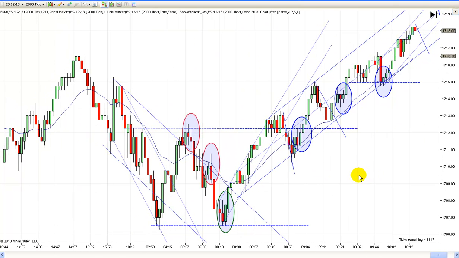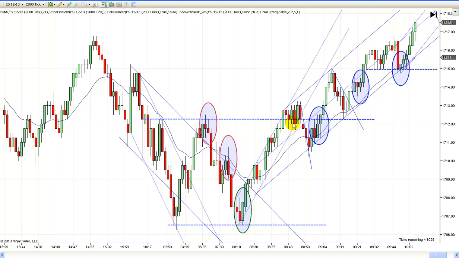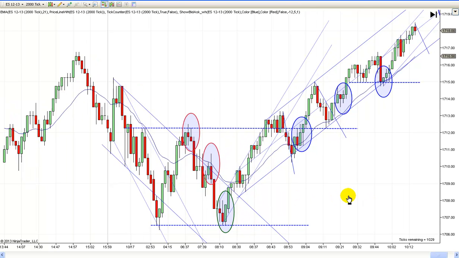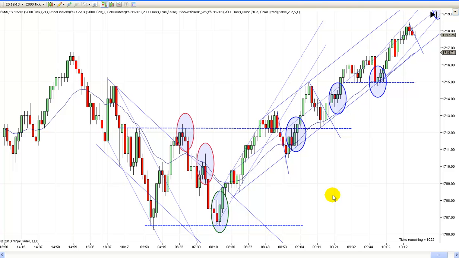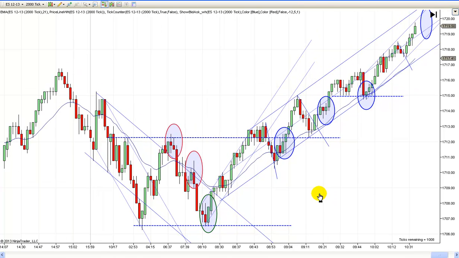But most of the time, dojis are not a good entry unless they form at strong support and resistance, and they're small, and they give you a chance to get in close to the support and resistance with a small stop. So I hope that's clear. But let's get back to the trading.